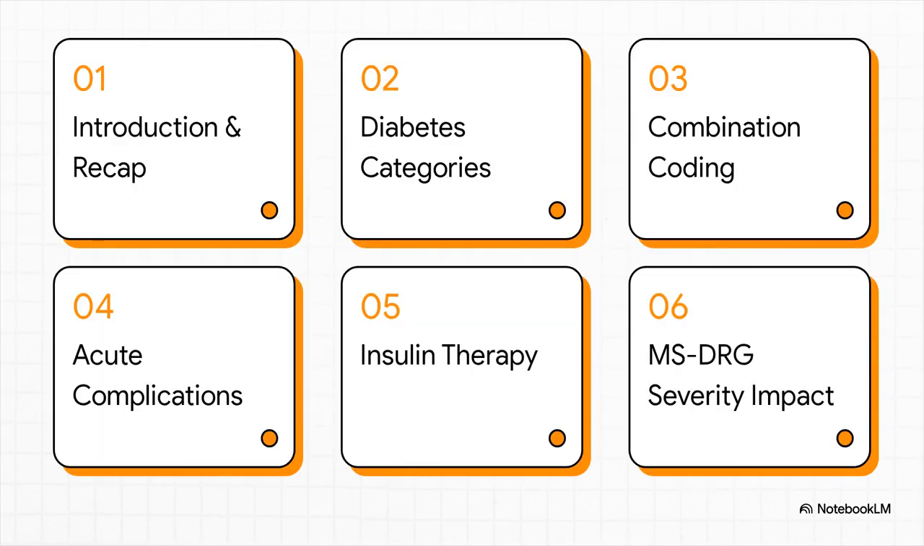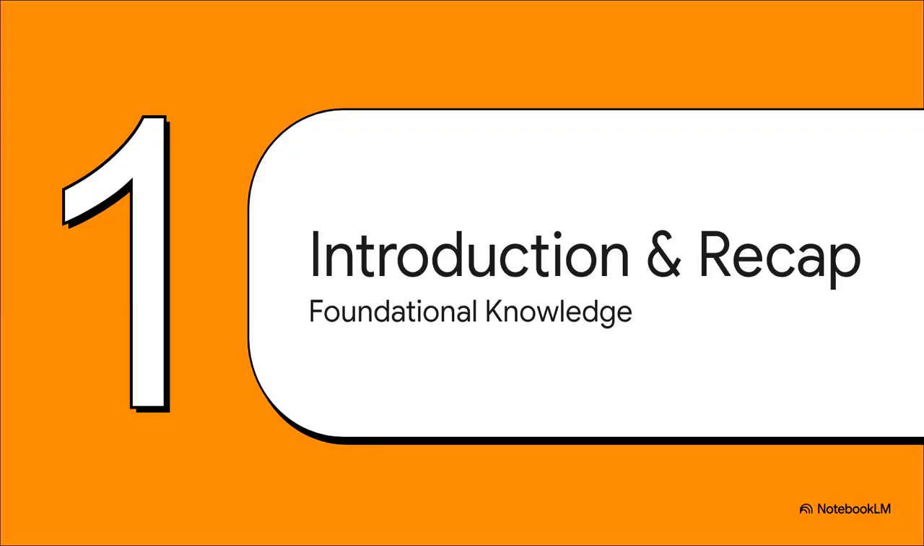Okay, let's take a quick peek at today's syllabus. We'll start with an introduction and recap, then break down the diabetes categories from E08 to E13. After that, we'll cover combination coding and linkage, dive into acute complications like DKA, discuss insulin therapy, and wrap up with the MSDRG's severity impact. All right, let's kick things off with Section 1, Introduction and Recap.